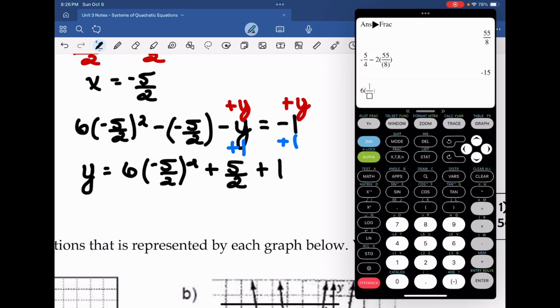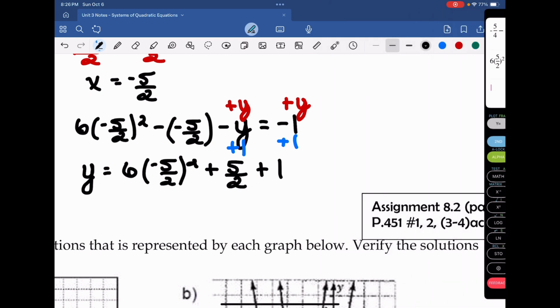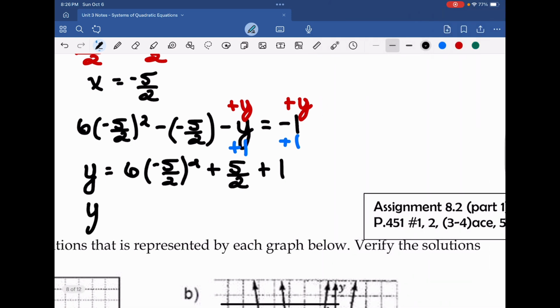So 6 times the fraction of 5 over 2 all squared. And if you're wondering why I'm leaving out the negative, it's because when you square a negative, it becomes positive, plus 5 over 2 plus 1. There we go. So we end up getting that our y is equal to 41. There we go. So that's our first one.